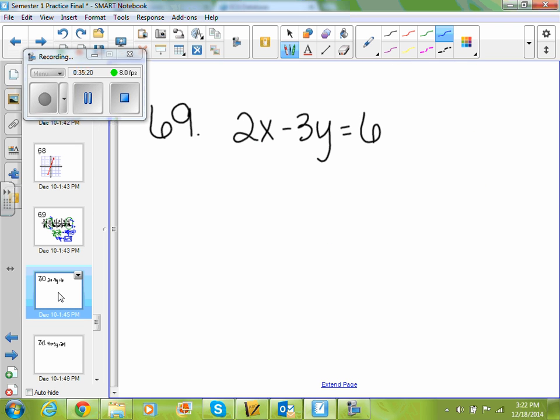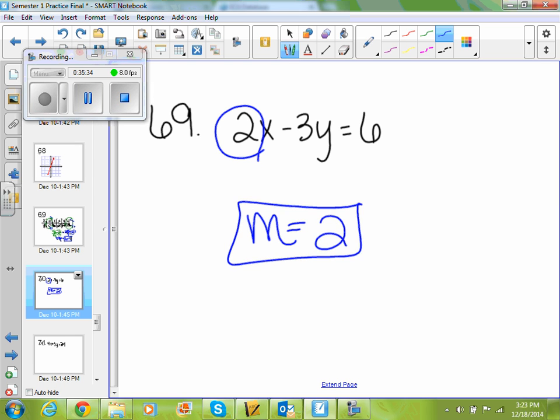So if I look at 69, find the slope of the line for 2x minus 3y equals 6. Slope is the number in front of your x. What number is in front of my x? 2. So your slope is 2. That's easy. I was going to skip 70 because 70 is the same type of question, so it's easy.